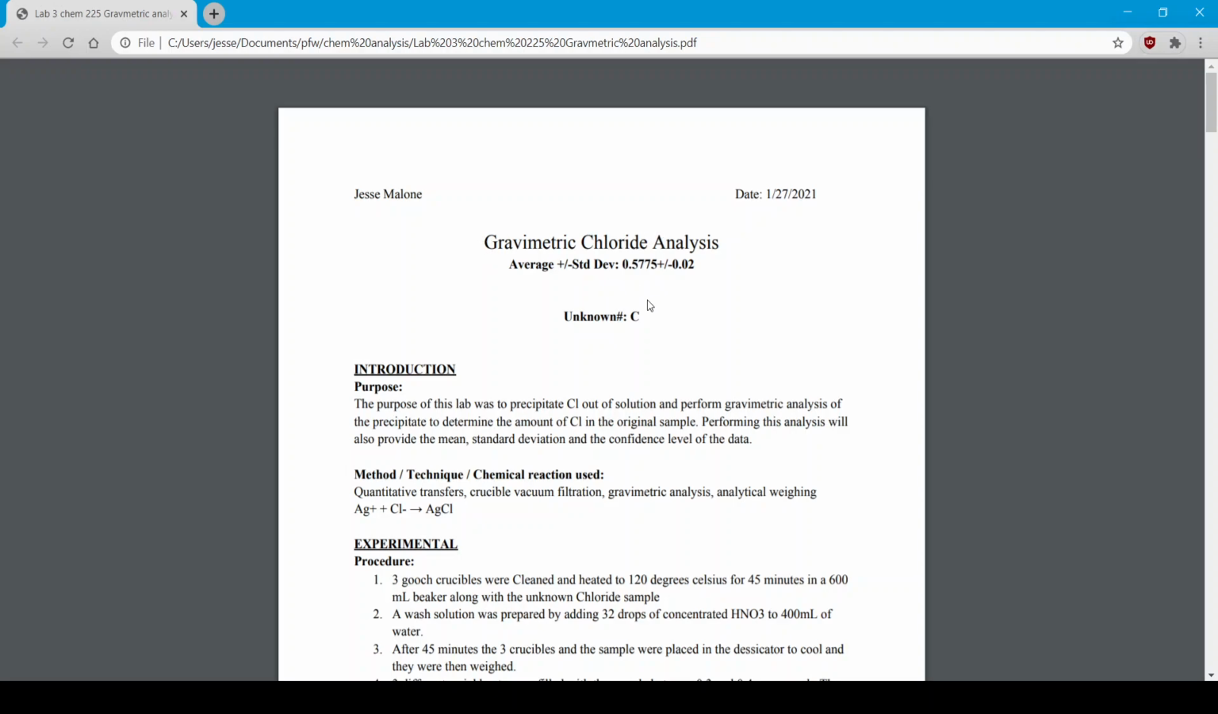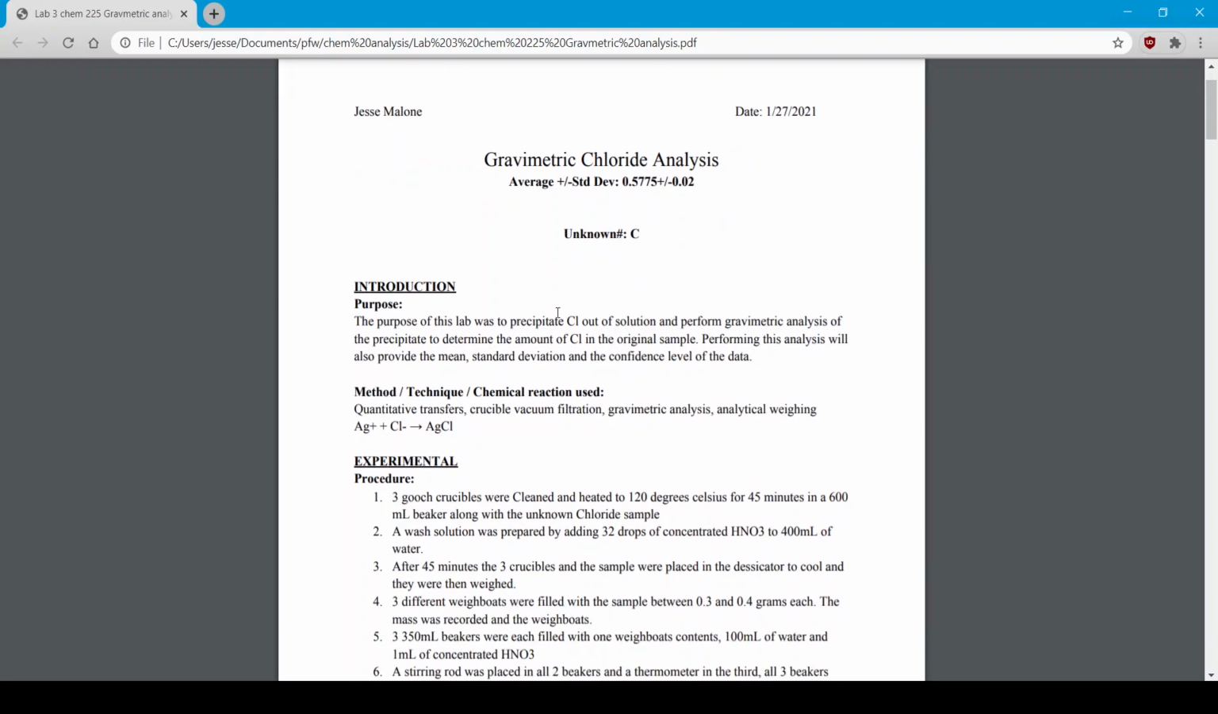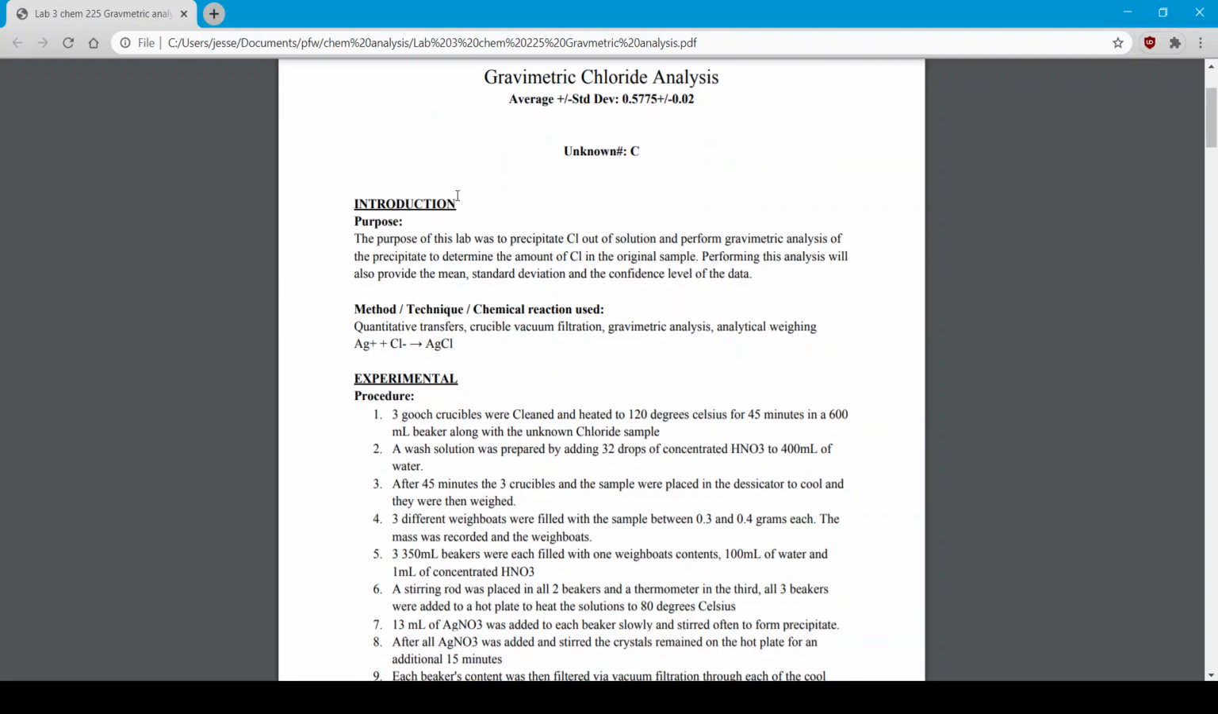Like the previous practice problem in the previous video, where we did a little practice problem on how to find the molarity, today we're going to be showing how to write a basic lab report using this. So essentially we're going to ignore these first two parts right here. Basically the sample I analyzed was unknown C. They were all labeled A through C. And we're going to start by looking at the purpose of the lab.